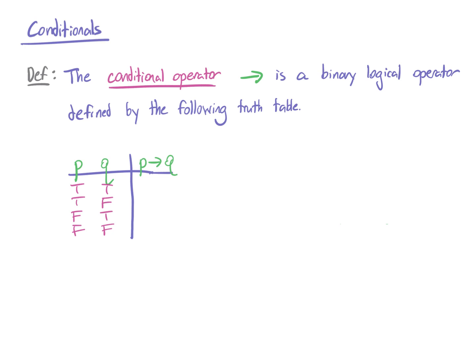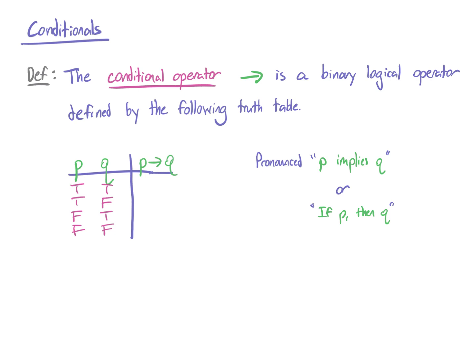Now we're going to study a new logical operator. It's my personal favorite logical operator, and it's called the conditional. So the conditional operator, which we usually write with a right pointing arrow, is a binary logical operator. That means it has two arguments, p and q. And the way we usually pronounce this logical operator is p implies q, or if p, then q.